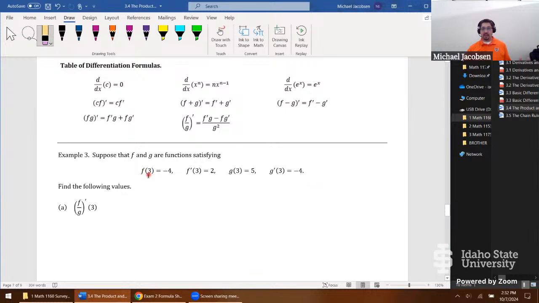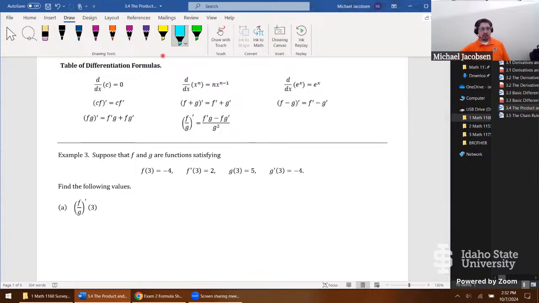Notice one of them here, f of 3 is -4. That's an ordinary function evaluation. But this one is f prime at 3 equals 2, so that one is giving us the derivative. It's saying the slope at x equals 3 of the tangent line is a slope of +2. And similarly for the g function, we have an evaluation and a derivative at g. So now we want to take the derivative of f divided by g and evaluate it at 3. Really, we're just doing this once again, and it comes together in this way.